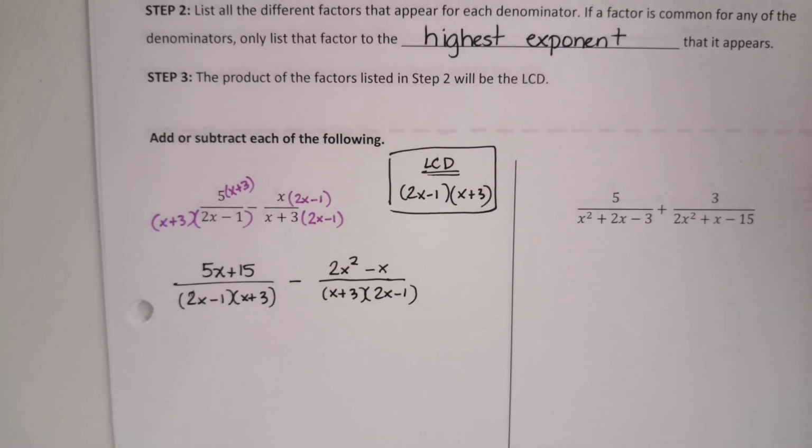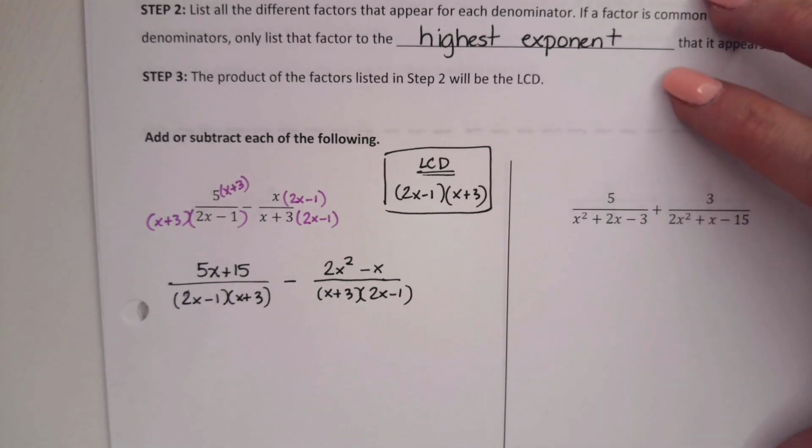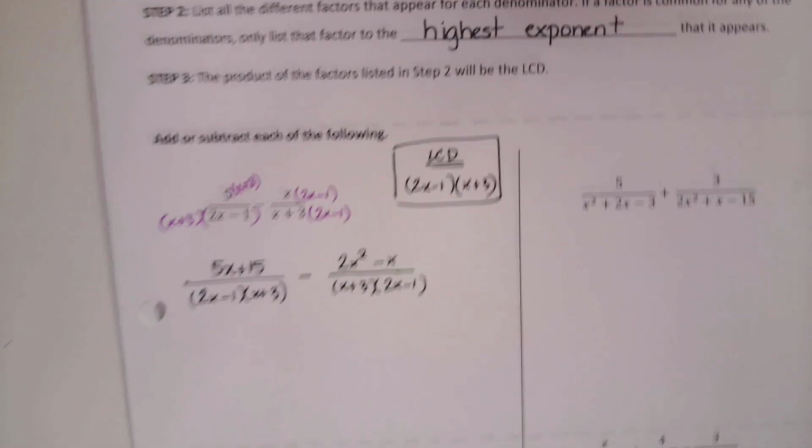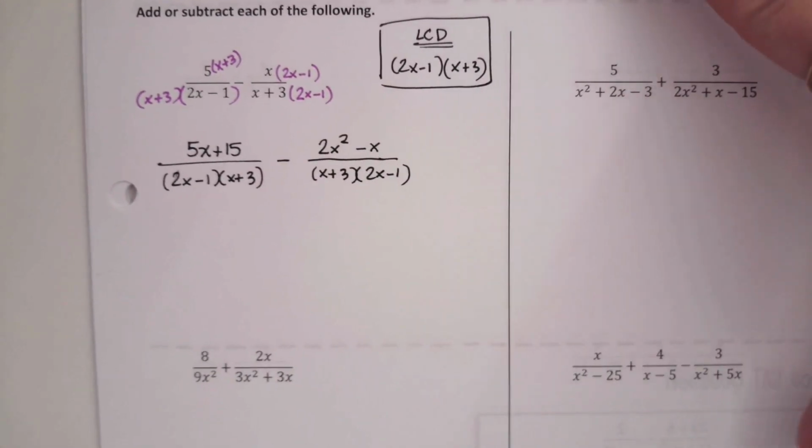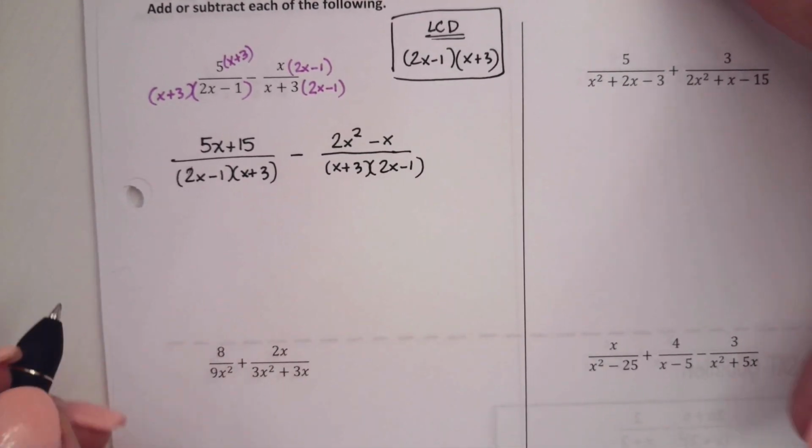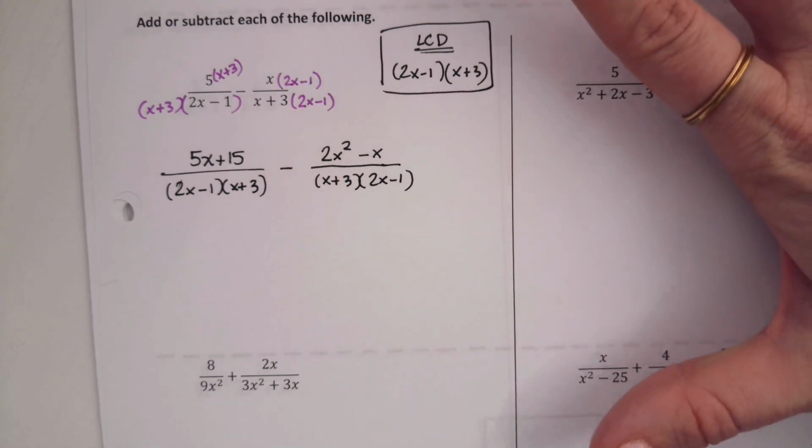Okay, now that we have a common denominator, throwing it back to grade 5, which part do you actually subtract? The numerators. Yes, just the numerators. What happens to the denominators? They stay the same. So I know my denominator is going to stay exactly what it is now, but we will need to subtract those two numerators.